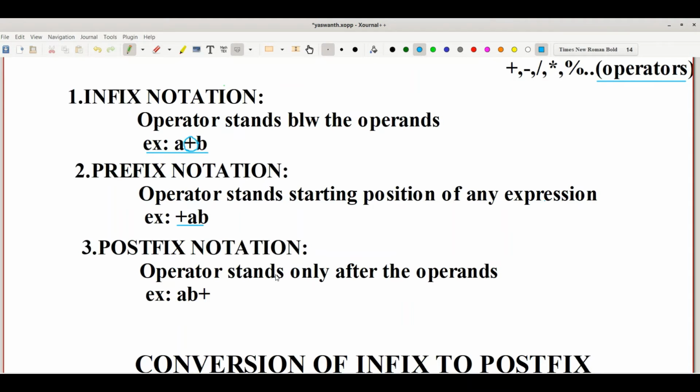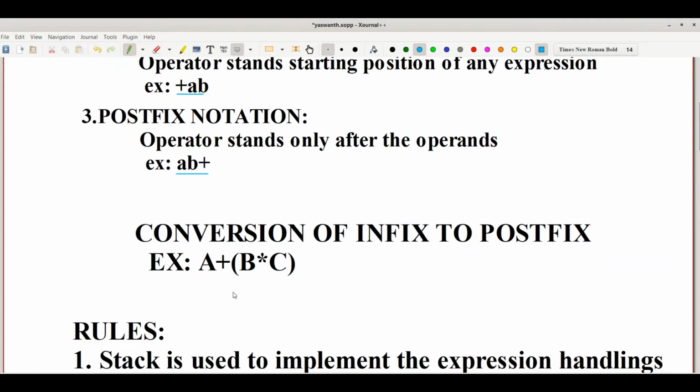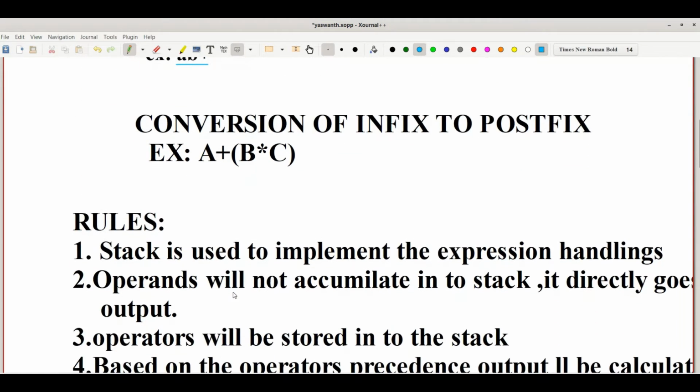What is postfix notation then? It is the opposite of prefix, which means the operator should stand after the operands, then it is known as a postfix expression. Today we will see some conversions, from infix to postfix expression. How do we convert from one expression to another? See here, the example is A plus B into C, which is an infix expression. How do you know it is an infix expression? Our operator stands between the operands, so it is an infix expression.